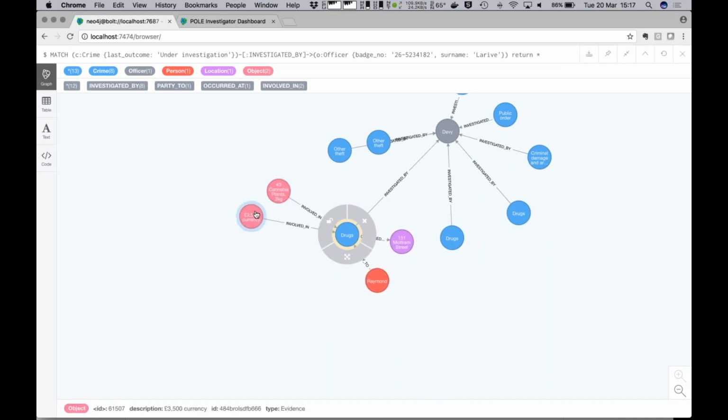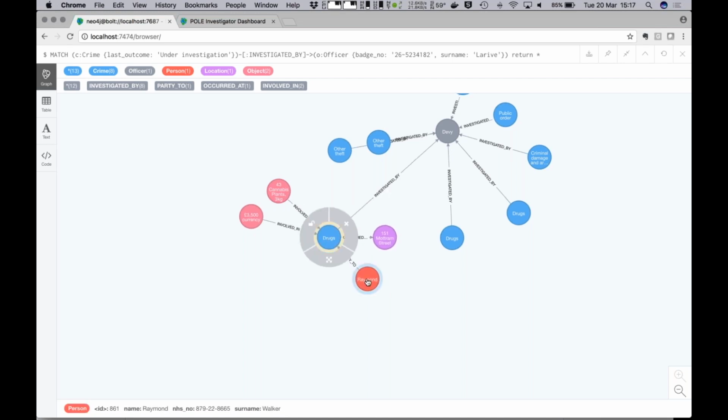So here we have some objects in pink. We can see there's some evidence looking at the bottom of the browser. This is 3,500 pounds in currency, and then 43 cannabis plants and 3 kilograms of prepared cannabis as evidence. So here in the UK, cannabis is illegal. The charge that's being investigated here is the production of cannabis with the intent to supply. So this is an investigation of a drugs dealer and a drugs manufacturer.